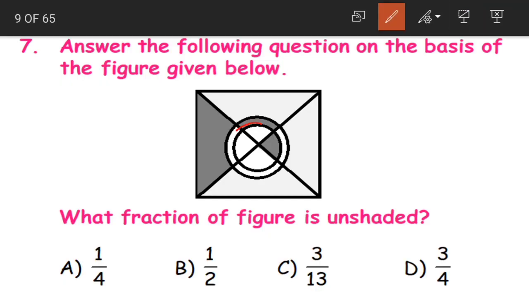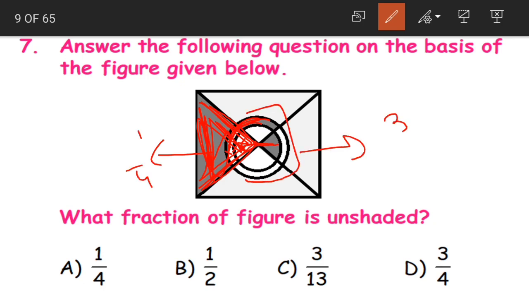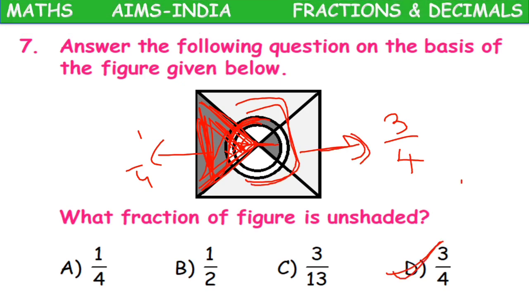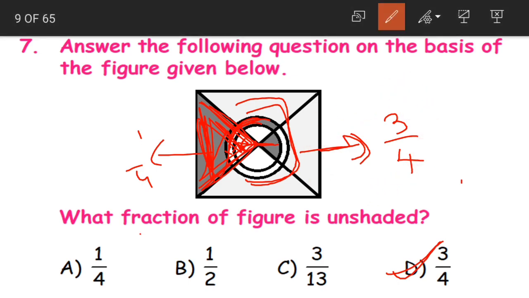Or if you just simply move the shaded part this side so that all the shaded parts are together, you can clearly observe that only 1/4 of the figure is shaded and 3 by 4th of the figure is unshaded. Overall, how much figure is unshaded, children? Option D, 3 by 4th figure is unshaded. And if they ask you what fraction of the figure is shaded, it will be our 1 by 4.